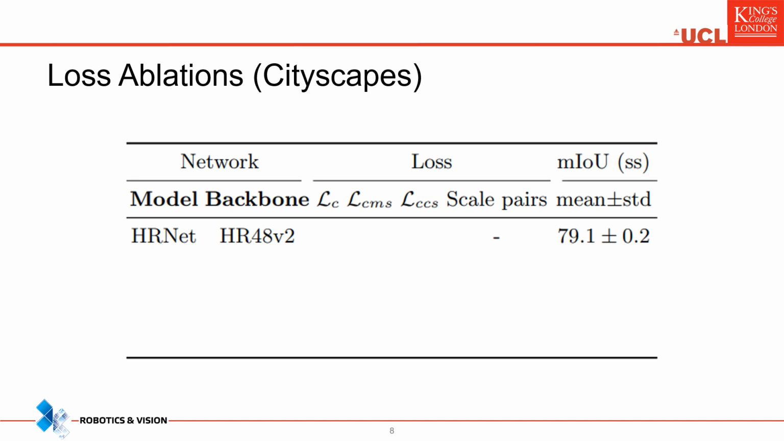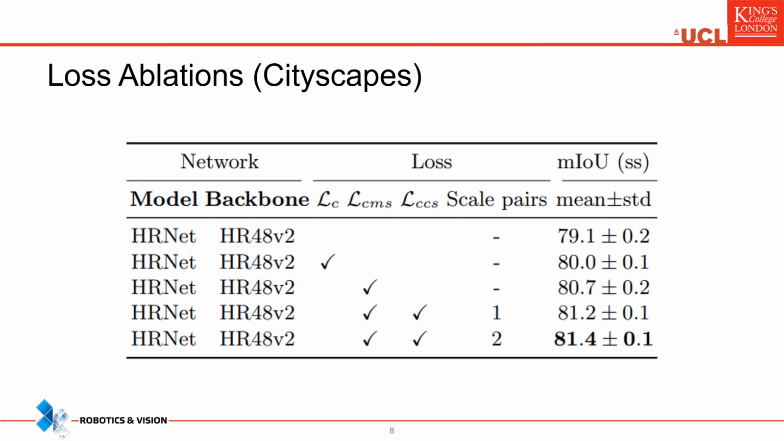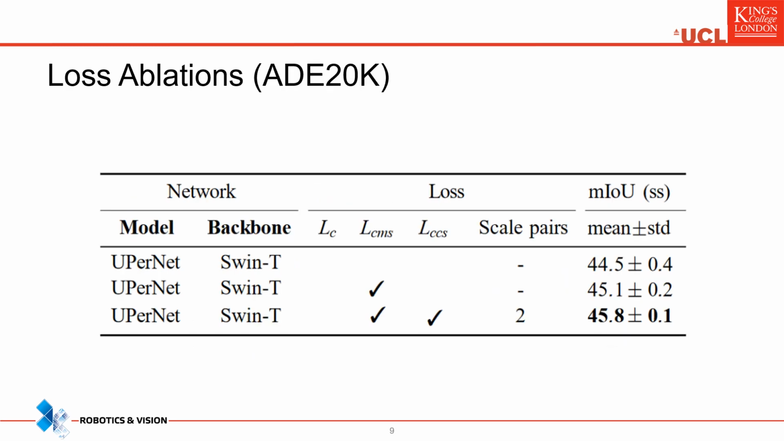Next, we show an ablation study of the different elements of our loss with HRNet on Cityscapes. We report the mean and the standard deviation across 4 runs with different seeds. Firstly, applying a single contrastive loss term improves performance, then extending it to multiple scales boosts performance even further. And finally, the introduction of cross-scale pairs also has a positive effect on performance. We also draw similar conclusions on ADE20K using a Swin transformer model.